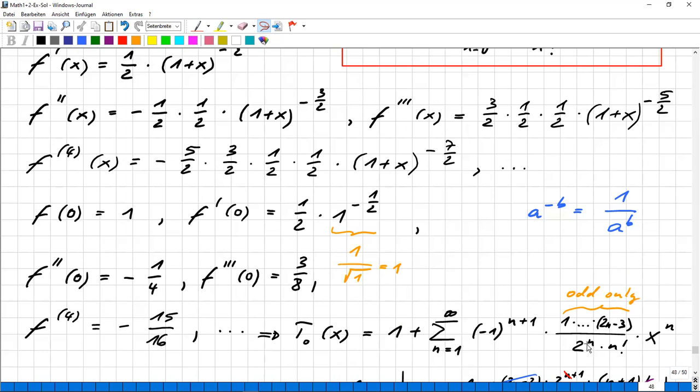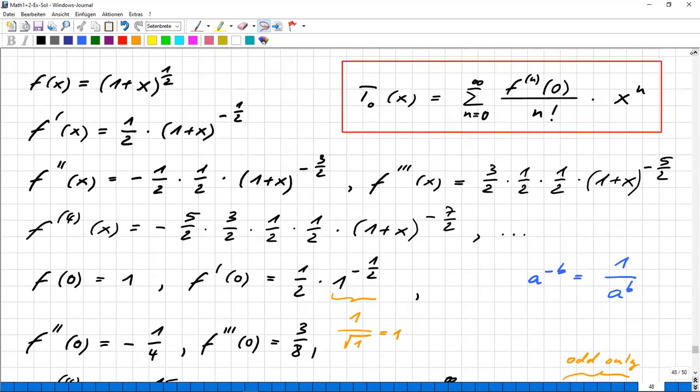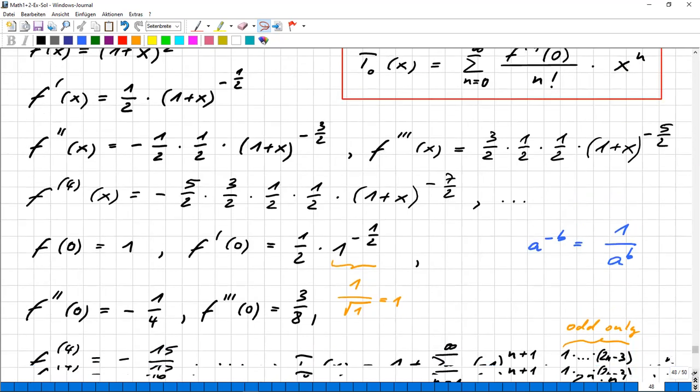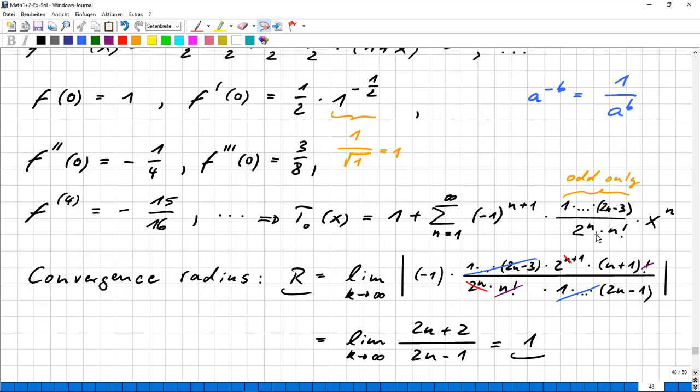And also never forget, here's the Taylor's formula again, Taylor's theorem. You have to divide by n factorial, and that's what I do. And then that's actually the result. It's not very pretty, but it should be possible to determine the convergence radius also. That's what I'm doing now.